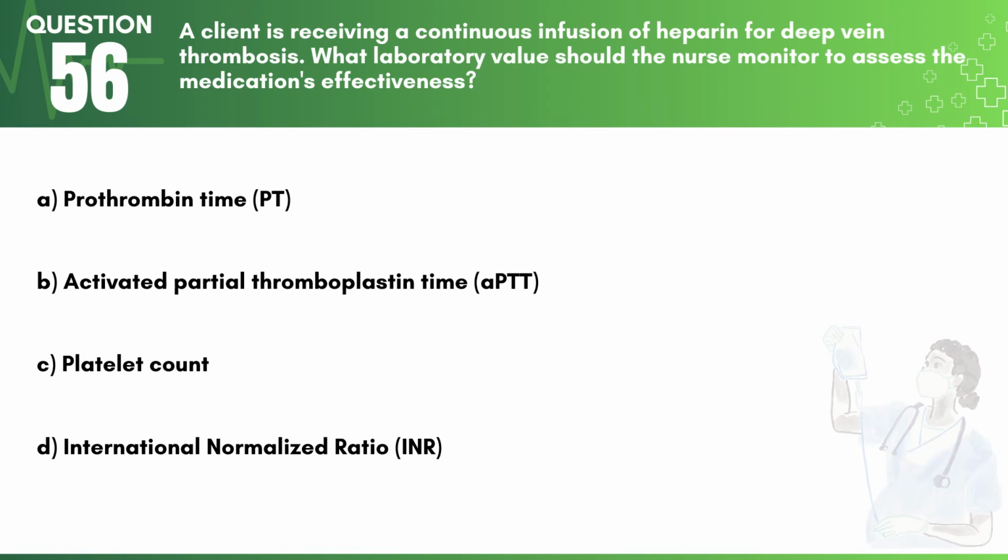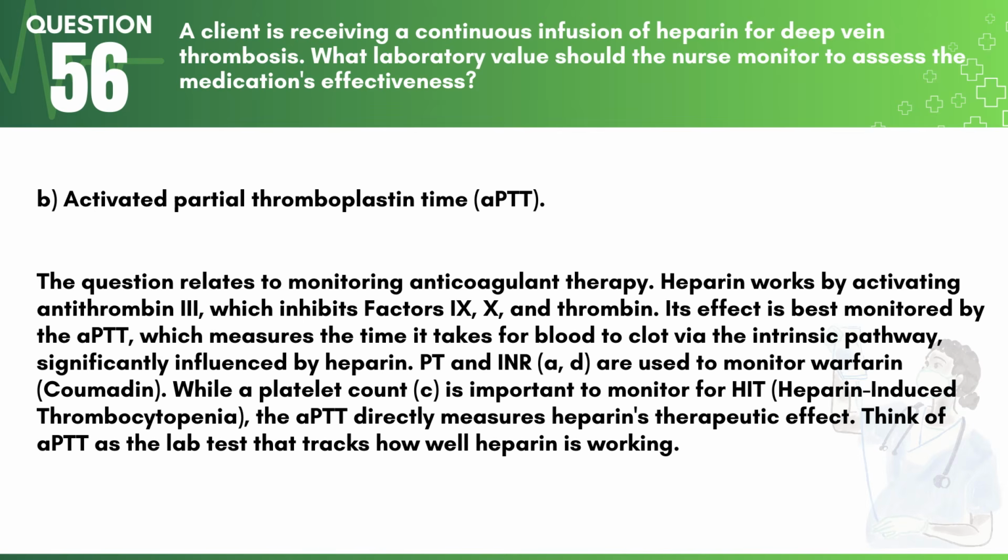Answer, B. Activated partial thromboplastin time, APTT. The question relates to monitoring anticoagulant therapy. Heparin works by activating antithrombin 3, which inhibits factors 9, X, and thrombin. Its effect is best monitored by the APTT, which measures the time it takes for blood to clot via the intrinsic pathway, significantly influenced by heparin.